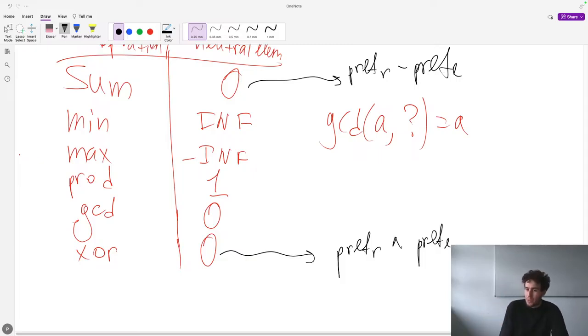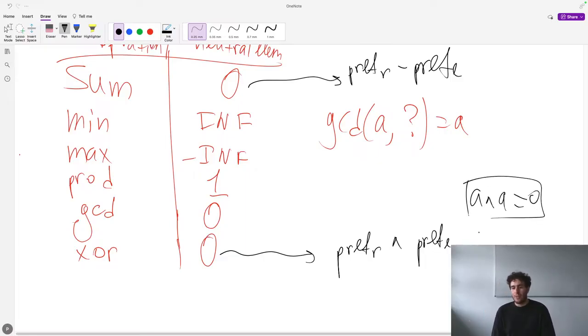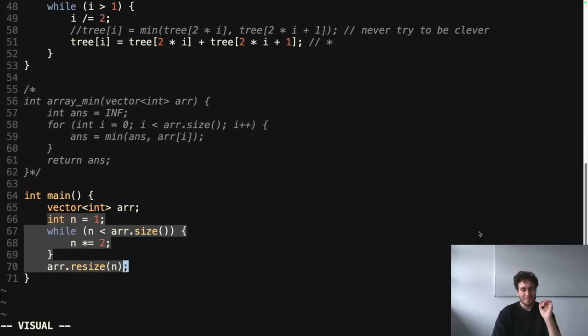So XOR is this weird operation for which the negation of it is itself, right? Because A XOR A is equal to 0. So if I want to undo this A, I again XOR with it. But that's a tangent, that's irrelevant. Let's go back to our problem.